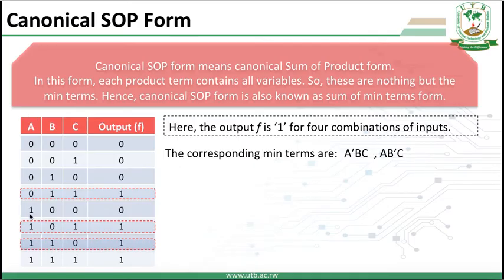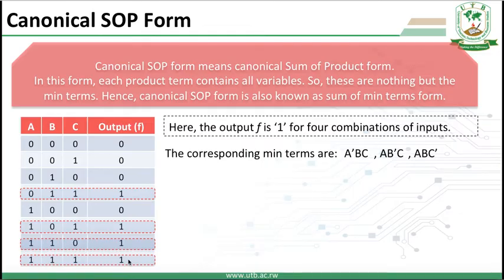In the next possibility, we have 1 1 0 and output is 1. So the next min term is A B C complement. Why? Because A is 1, so variable itself. B is also 1, so variable itself. And C is 0, so C complement.